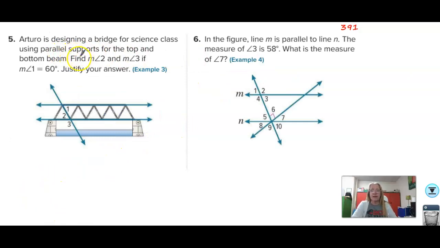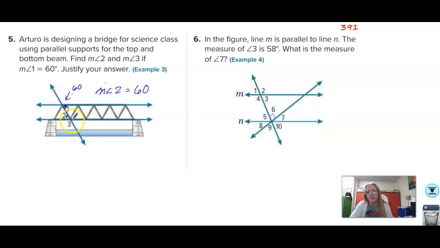All right, then we jump right into the interesting stuff. Number 5, Arturo is designing a bridge for science class using parallel supports for the top and bottom beam. So that means this and this are parallel. Find the measure of angle 2 and the measure of angle 3 if the measure of angle 1 is 60. So I'm assuming that this here is angle 1, and that is 60 degrees. So it is going to be alternate interior with angle 2. So the measure of angle 1 and the measure of angle 2 are equal to each other. So the measure of angle 2 is also 60 degrees.